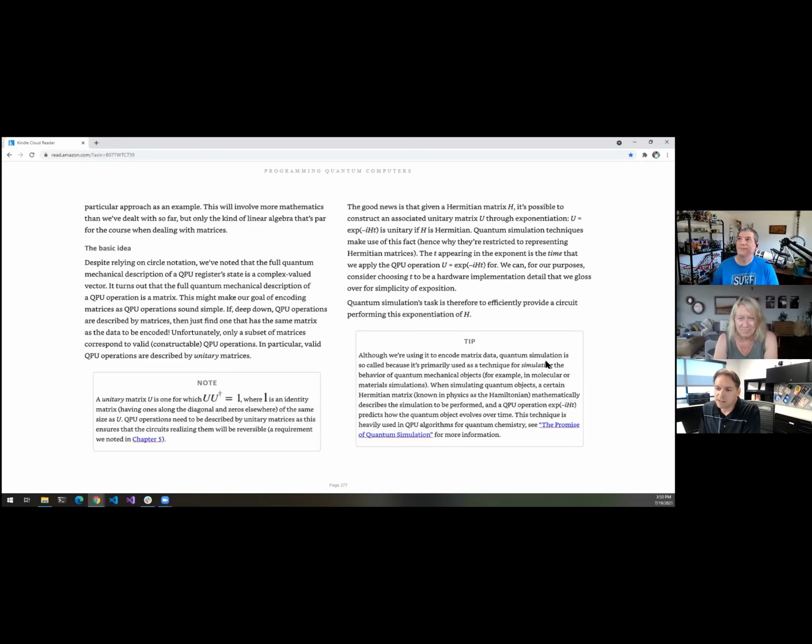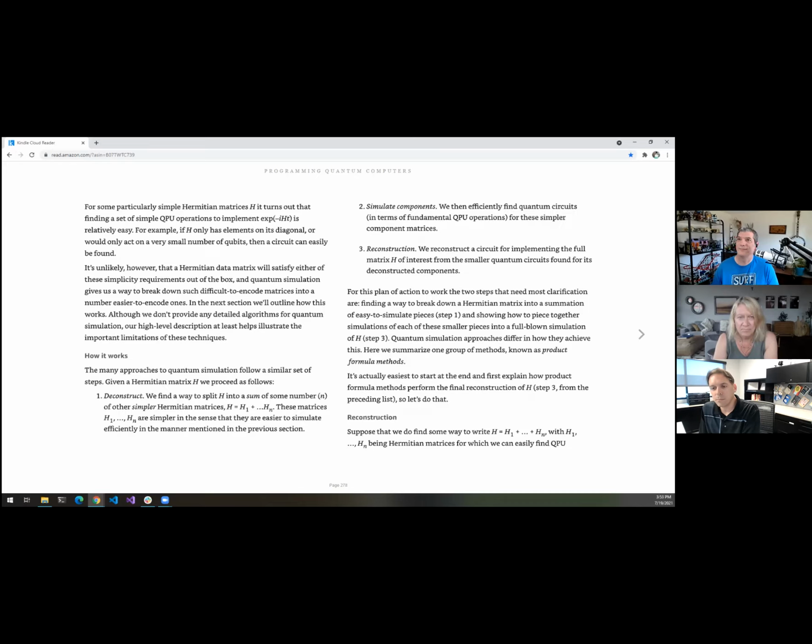He talks about why it's called quantum simulation, because we're simulating behavior. So molecular material simulations, he also talks about it's often used in physics or chemistry. He talks about down here, and we're getting towards the end here. So he says, okay, well, this is really hard. It can be.